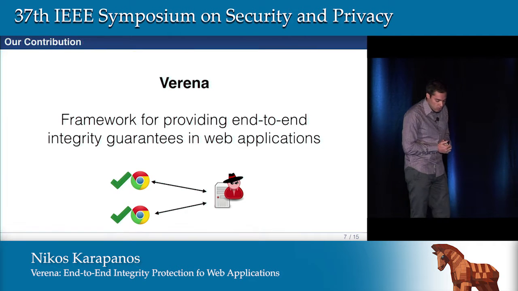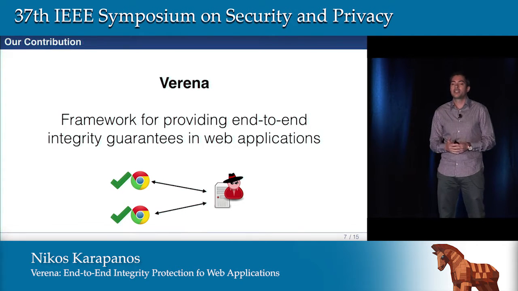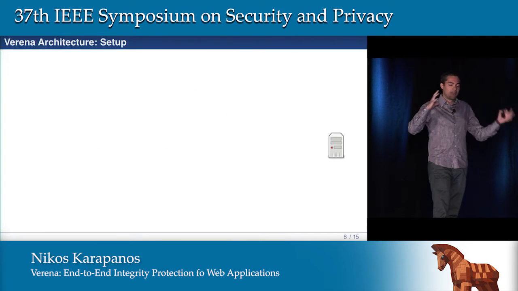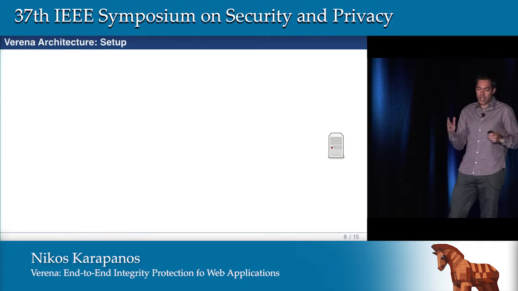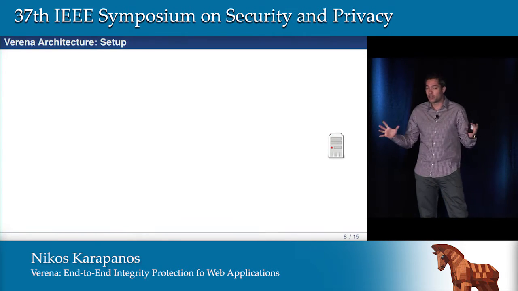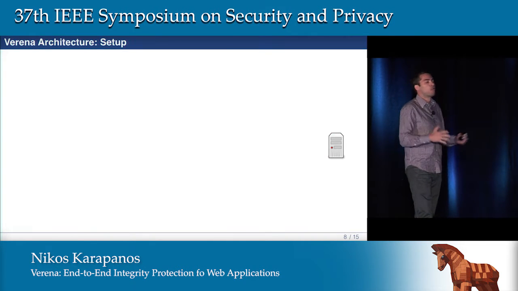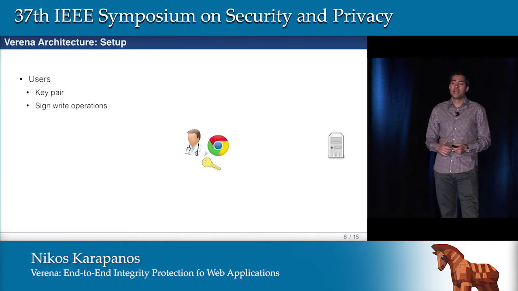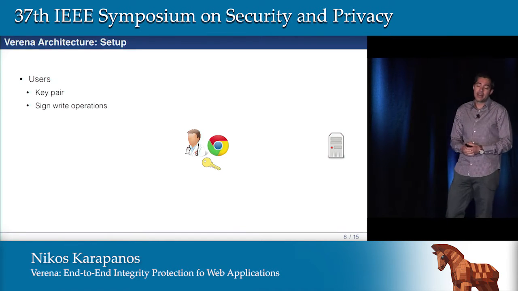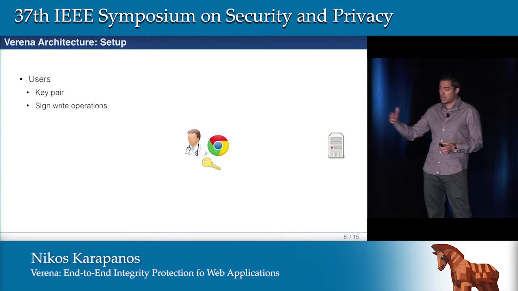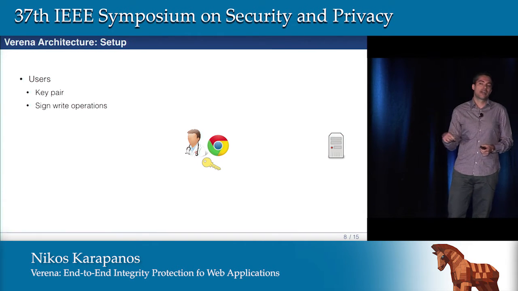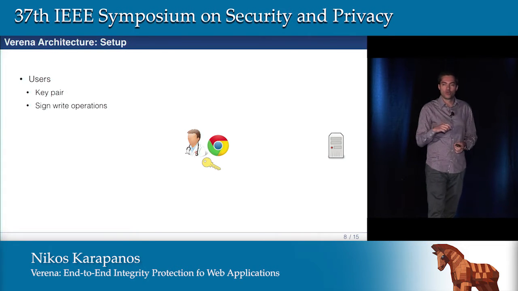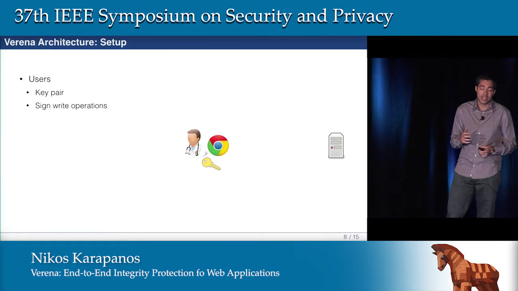So Verena is a web framework for providing end-to-end integrity guarantees in web applications. Let me explain shortly, at a very high level, how it works. First, the basic components of our setup. Of course, we have our web server, and we also have our users. The users have a private-public key pair, and they use the private key to sign their write operations. So whenever they do some update on the data on the web server, we need them to sign the operations so that we can keep track of who did what.